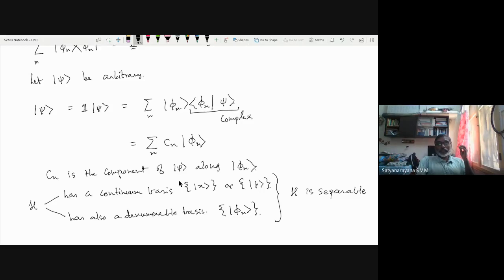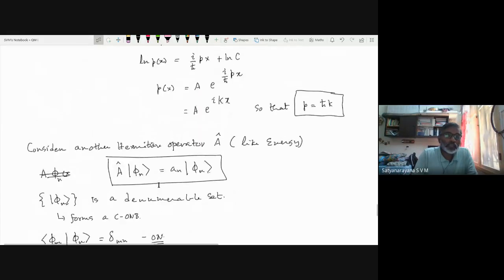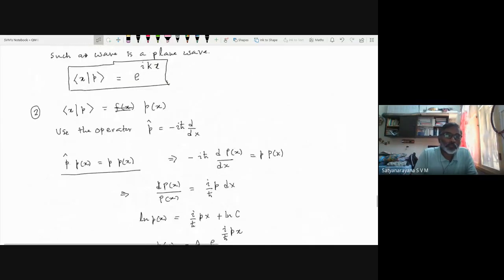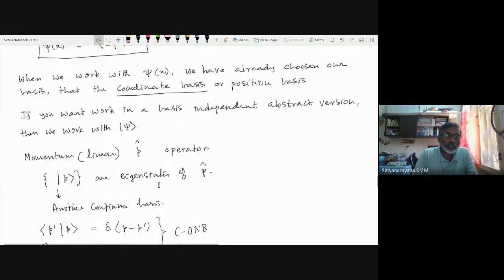Okay, we call such Hilbert spaces separable Hilbert spaces, and most of the state spaces that we work with in quantum mechanics are separable Hilbert spaces. That means they will have a continuum of bases, and they will also support denumerable bases like this. Okay, so this is as far as the basis of the space is concerned.